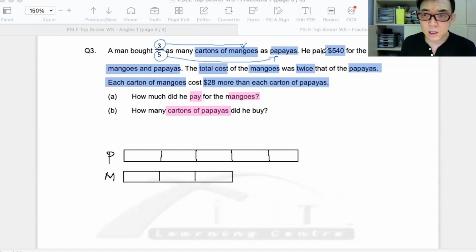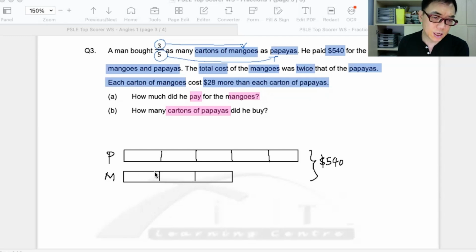They say to you that he paid 540 for both. So here, you should get 540. Okay? The total cost of the mangoes was twice of the papaya. So even though there are less mangoes, the price is double. The total cost of the mangoes being twice of the papayas, the next information given is that each carton of mango, which is the ones here, this one carton, or units of cartons in a sense, not really cartons, is 28 more than each carton of papaya.